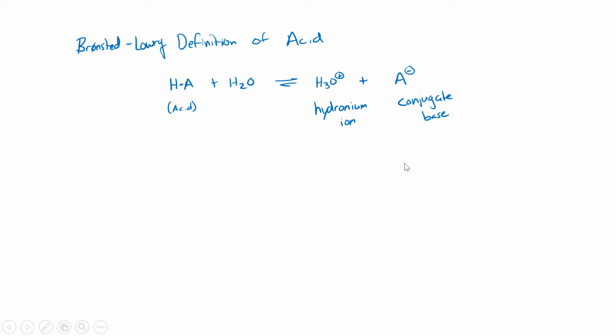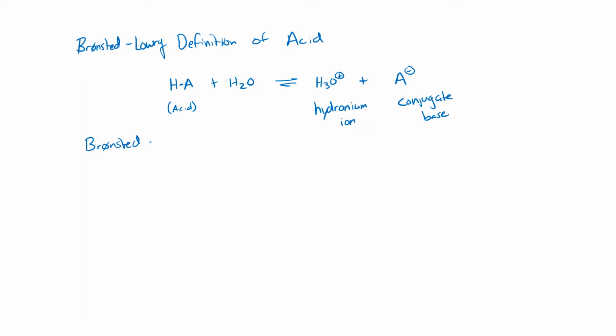So if you see any kind of reaction that looks like this one, right, something plus water gives you hydronium plus a conjugate base, that something at the beginning is an acid by the Bronsted-Lowry definition, which is the one that we're going to use for the most part in the course of this class.